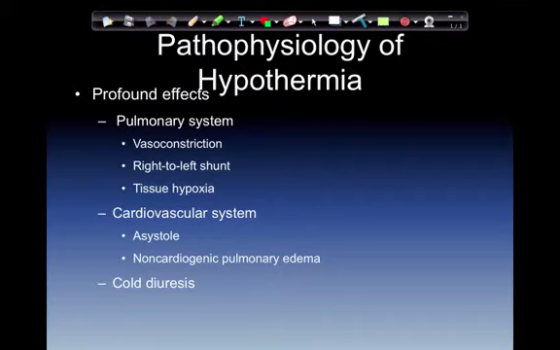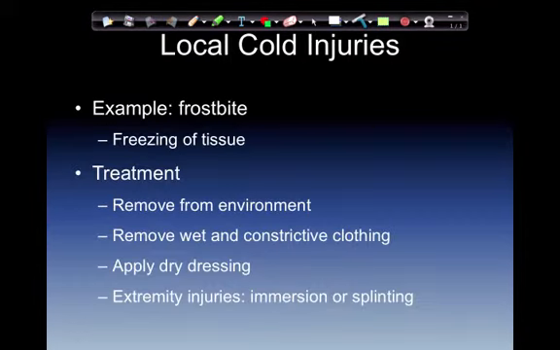Cold diuresis, excessive urination due to decreased temperatures. Blood shunting towards the core causes the kidneys to engorge, which increases urine output. Local cold injuries. An example of this is frostbite, freezing of the tissue.